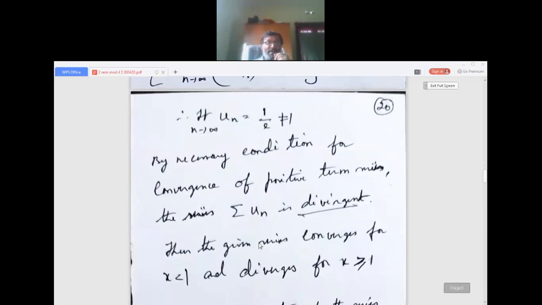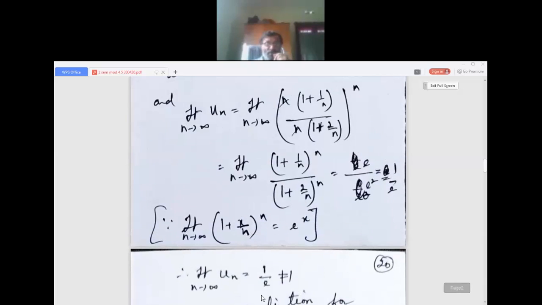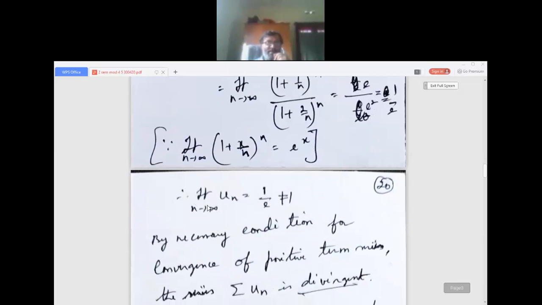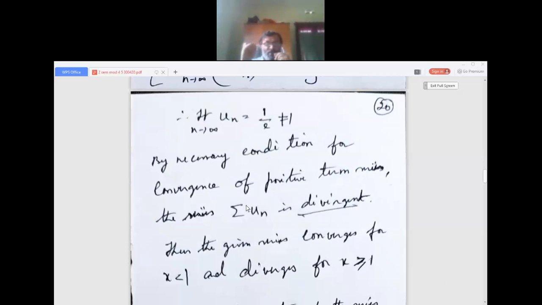Now limit n tends to infinity un, we got 1 by e, and 1 by e is certainly not equal to 1 because e value is between 2 and 3. Because e value is between 2 and 3, limit n tends to infinity un is equal to 1 by e, which is not equal to 1. So when it's not equal to 1, what happens? We use that necessary condition.